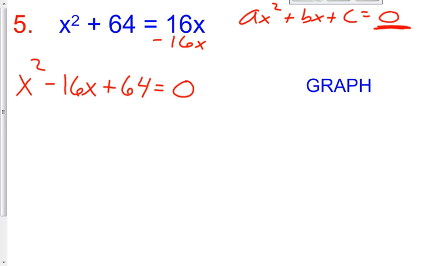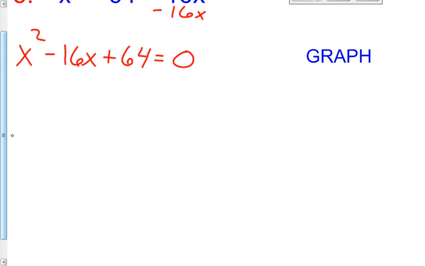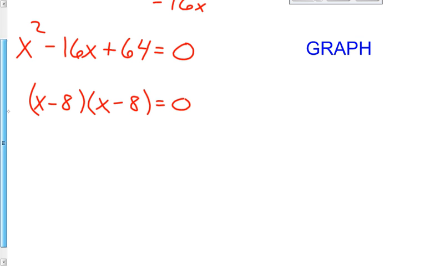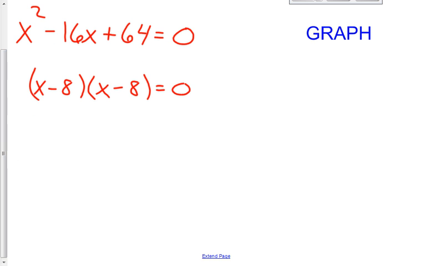Now we'll factor. This is going to be x minus 8 times x minus 8. X times x is x squared. A negative 8x minus 8x is a negative 16x. And a negative 8 times negative 8 is a positive 64. So it's factored correctly. But never ever stop here. You always want to find what x equals. We're solving. Solving is isolating the variable, getting x all by itself.